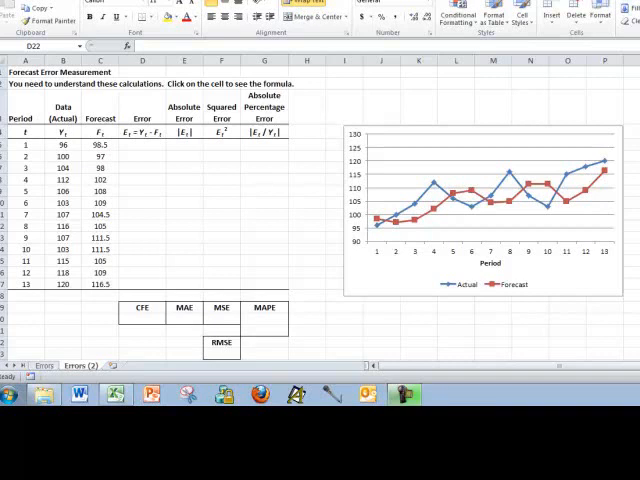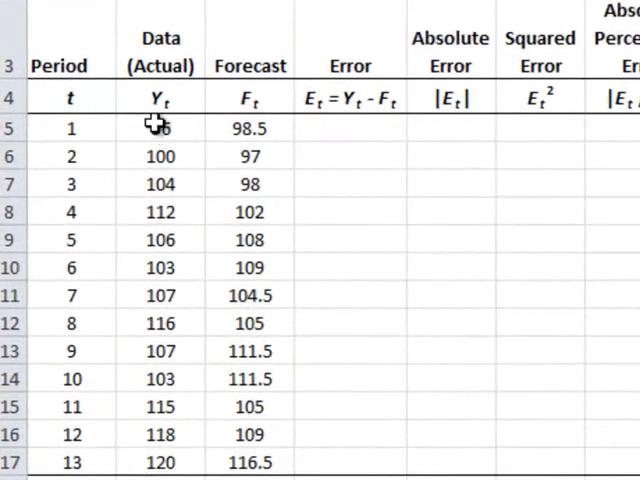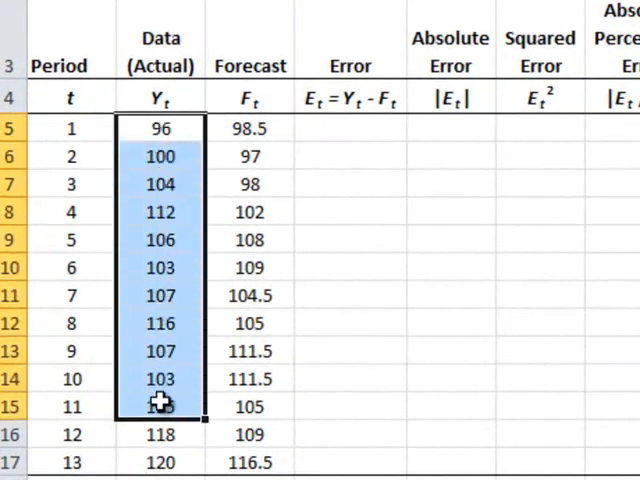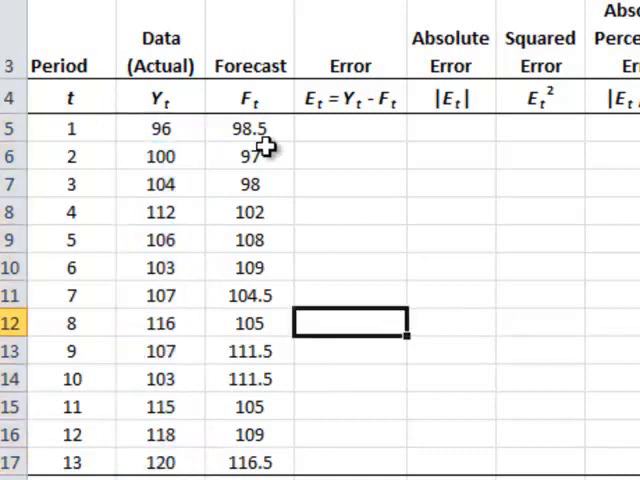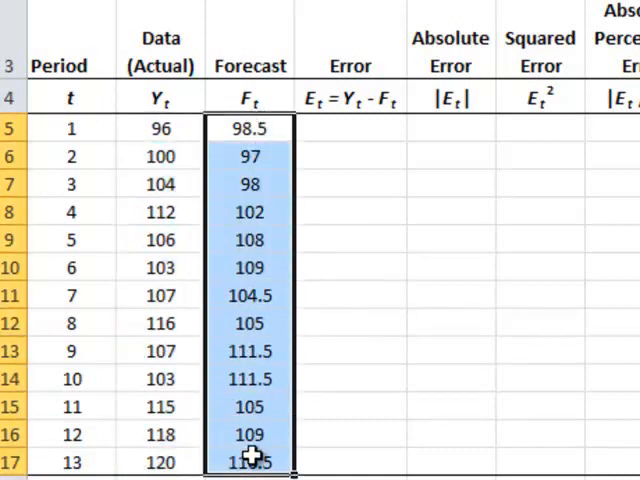In this video I'm going to demonstrate and actually walk through the calculation of the various forecast error measurement summaries. The situation we'll be looking at is we've got the previous 13 periods of observations, and I have the actual data from the previous 13 periods. These are the numbers that actually happened, and next to them I have the values that we were forecasting for each period before we saw the actual data.